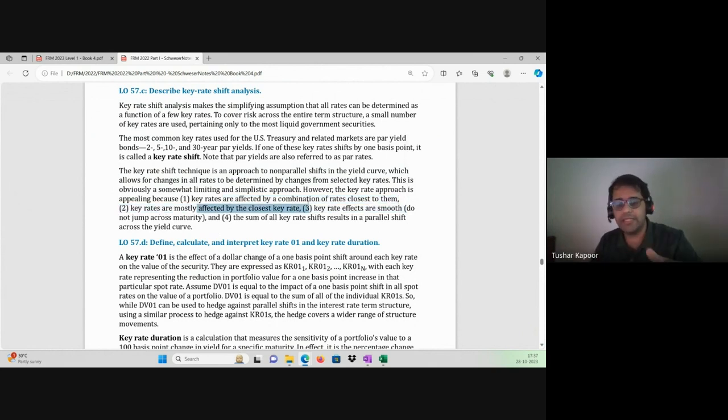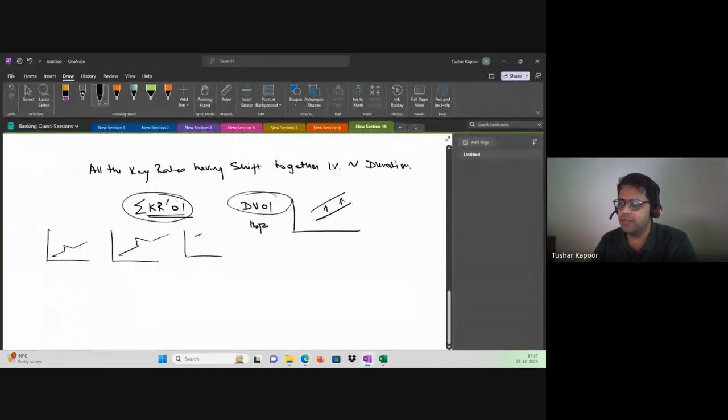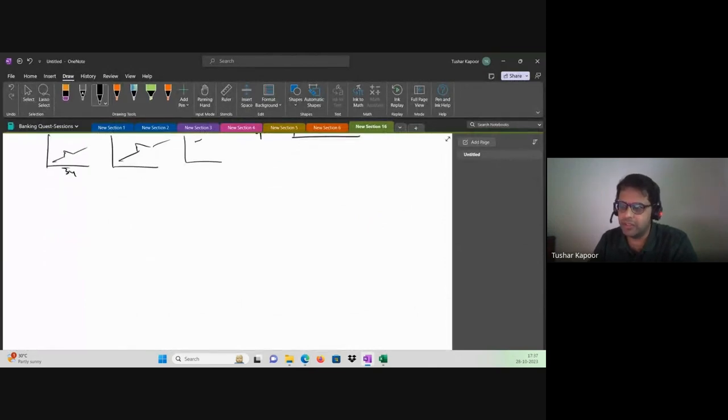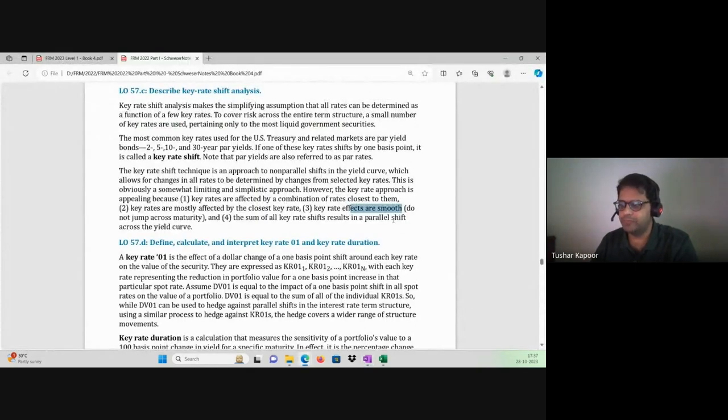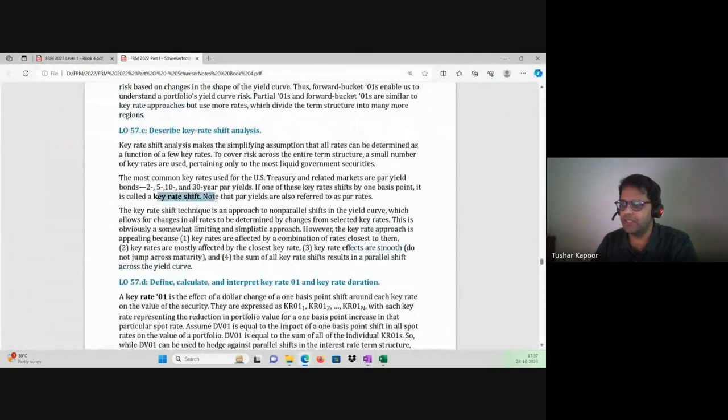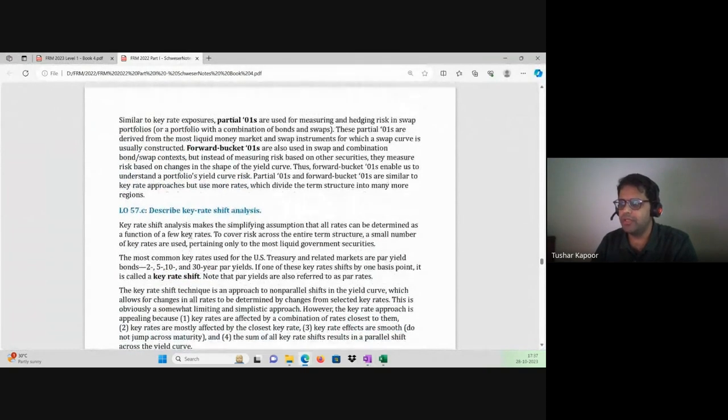If I'm changing the 5 year, the 3 year will also be impacted, and the 7 year will also be impacted. Effects are smooth. They don't jump abruptly. There is a smooth change. And the sum of all the key rate shifts results in a parallel curve. That means if I change the 3 year, the 1 year, the 5 year, and the 7 year, then what I'll get is a parallel movement. Key rate shifts are an important topic to be understood.